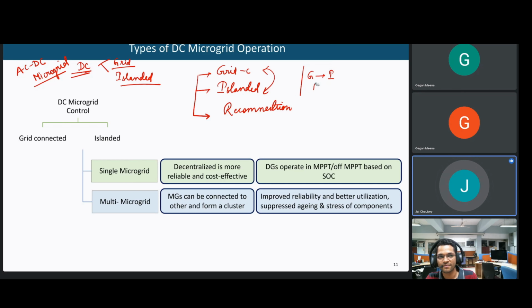That will be the transient mode only, no? Yes, that is transient, correct. Transient mode. That is transient. So we will see how different things change during the transient modes.